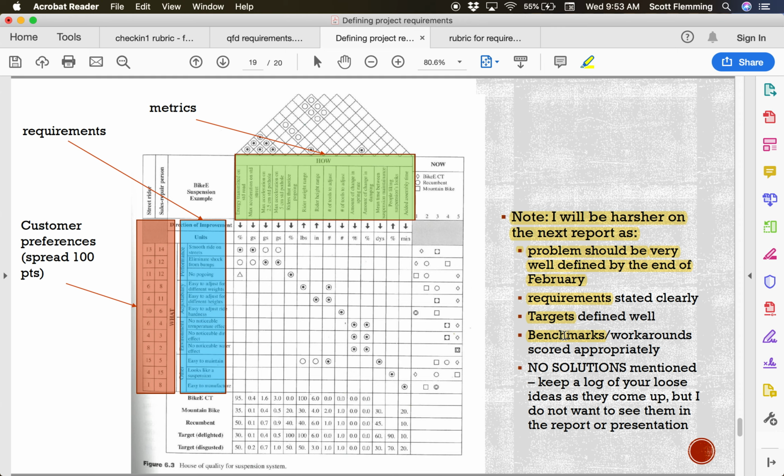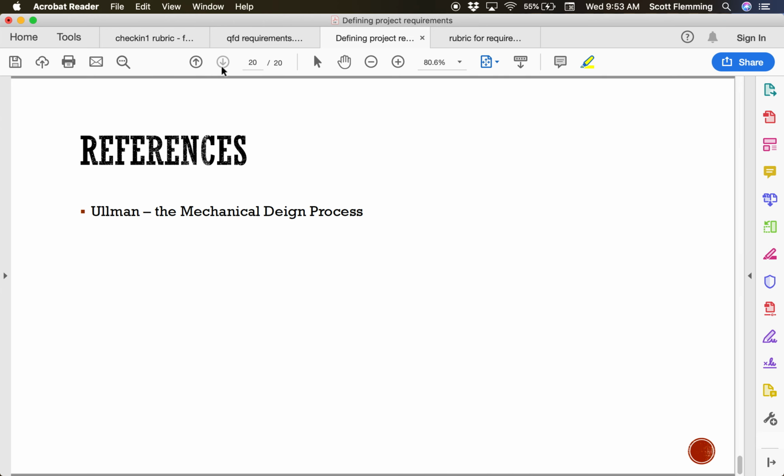And I will highlight, last time I didn't put it on the rubric, but there should be no solutions mentioned. Okay? No solutions mentioned in your report. You can have a side log somewhere in your notebook, keeping track of important ideas because you don't want to forget them, but you should not be talking about them.